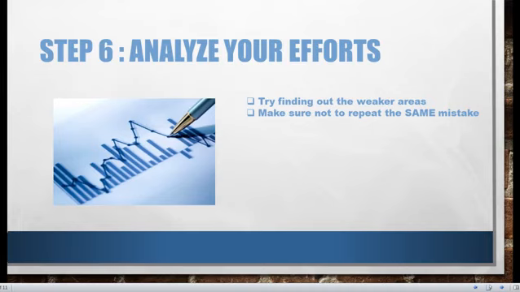So if you did something the previous day, do not repeat it the next day. You are not a fool. You are self-intelligent. You can use your intelligence to do this. So do analyze your efforts.